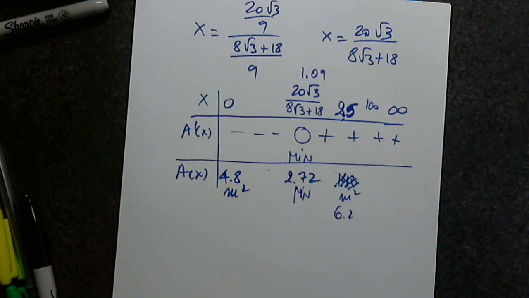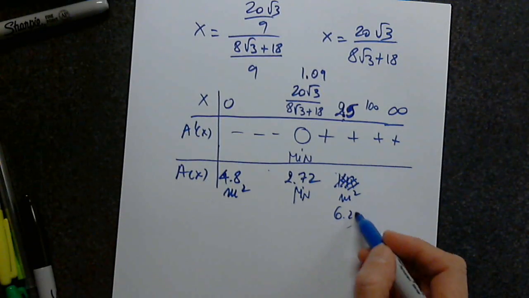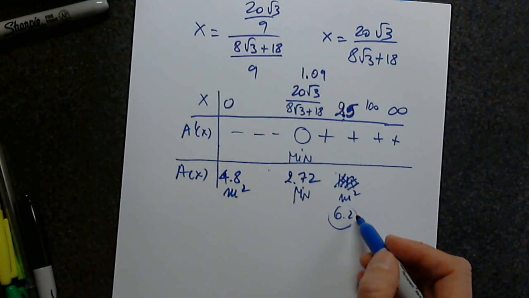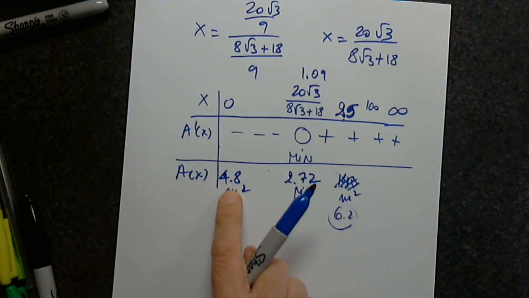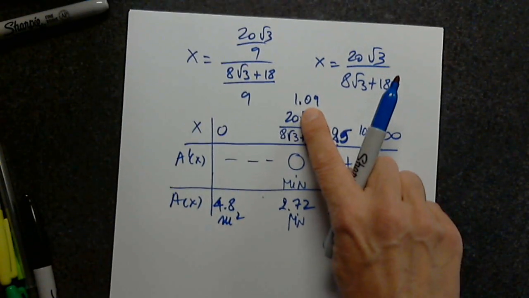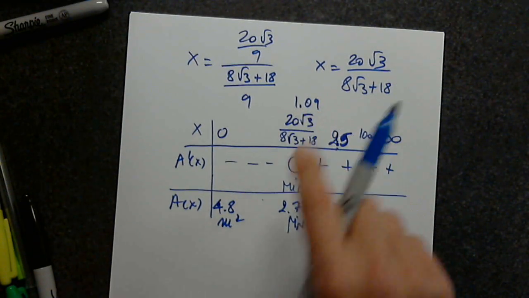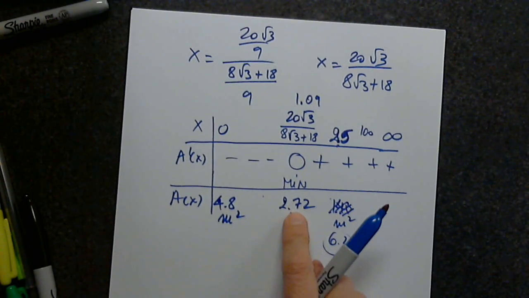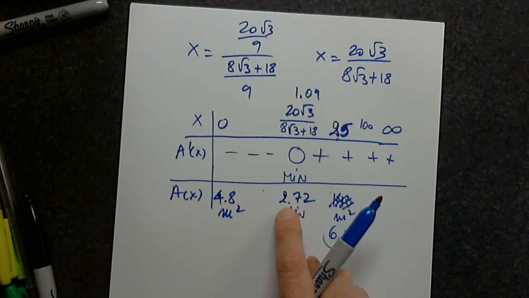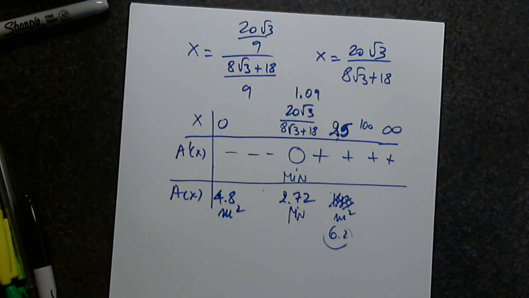So if we use the entire 10 meters to form a square, the maximum area will be 6.2. If we use the entire 10 meters to bend it into an equilateral triangle, we get an area of 4.8, which is nothing for us. If we use 1.09 for x, in other words, we have a square with a side of 1.09 and we have the rest bend into an equilateral triangle, the total area is a minimum of 2.72 square meters.